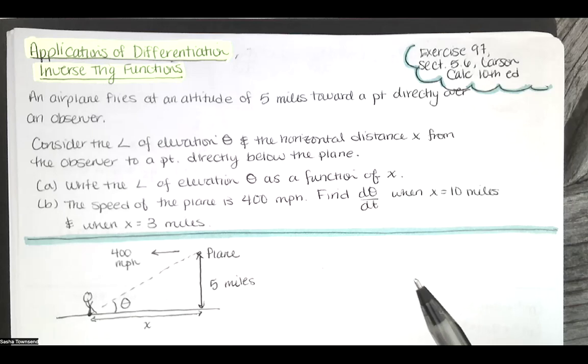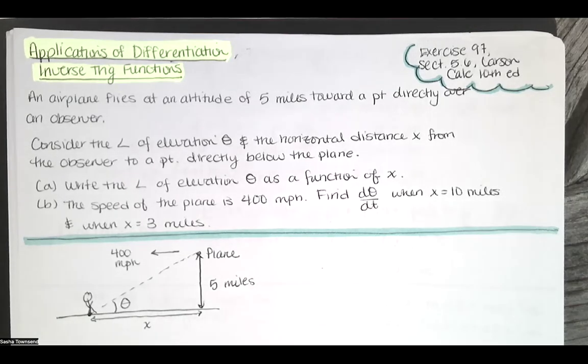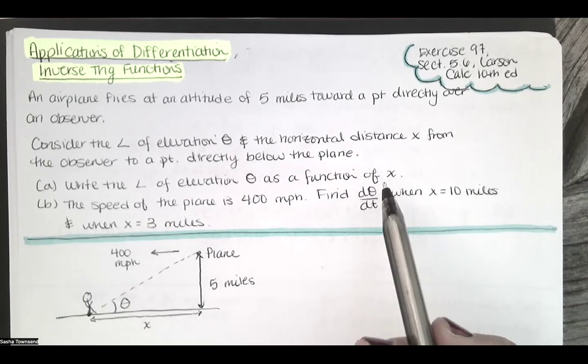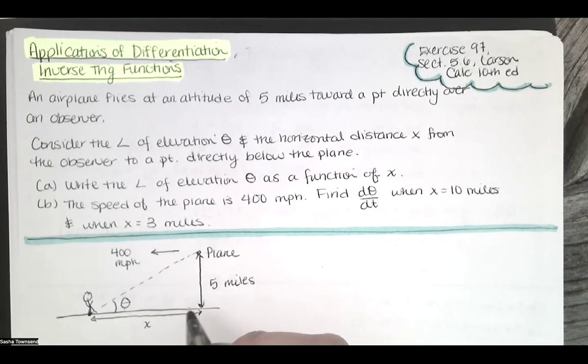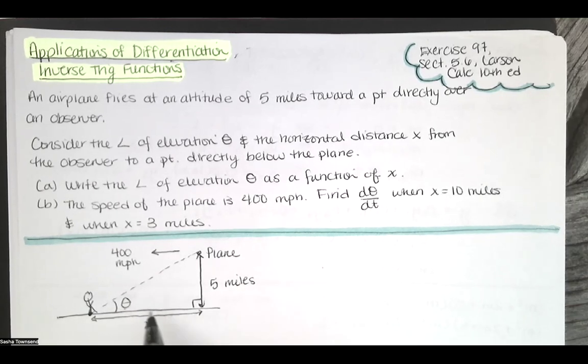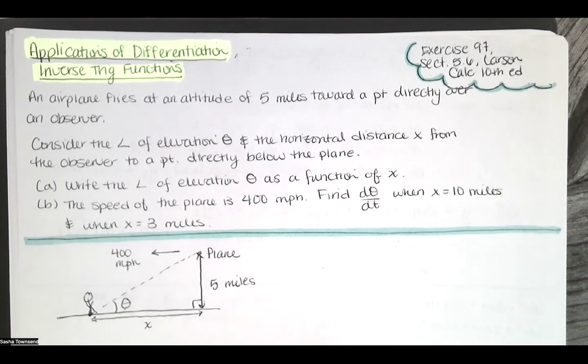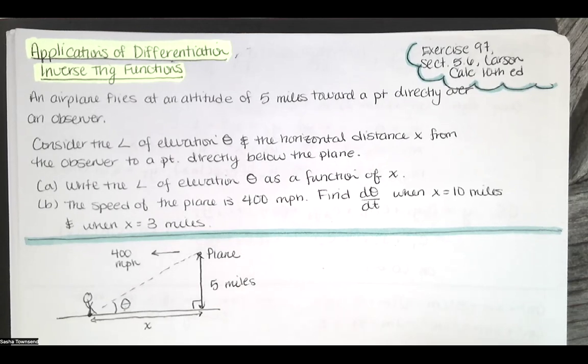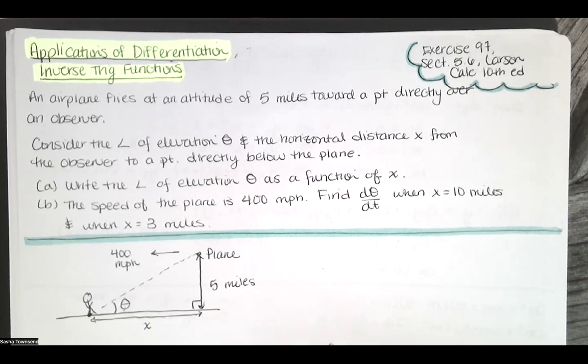Okay, well, there are a couple of ways that we can do this. I'm interested in theta as a function of x. And I see I've got a right triangle here. Now, the side opposite theta is 5 when the side adjacent to theta is x. Since we have the opposite side and the adjacent side, we can use either the tangent of theta or the cotangent of theta. Either one is fine.